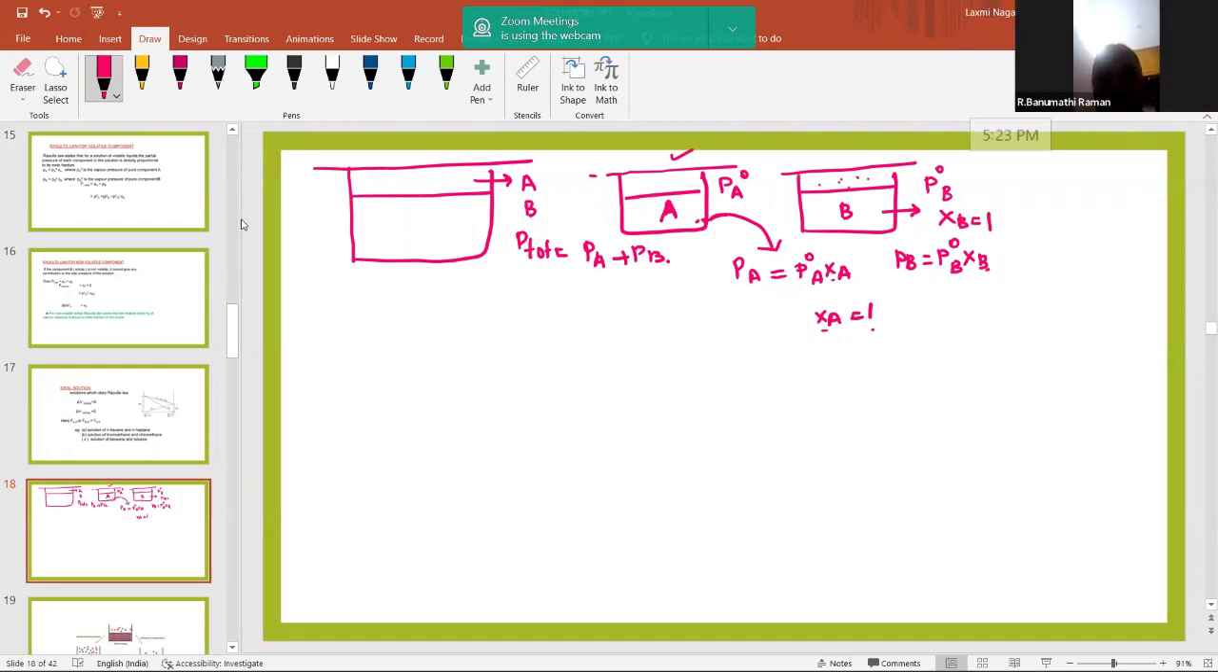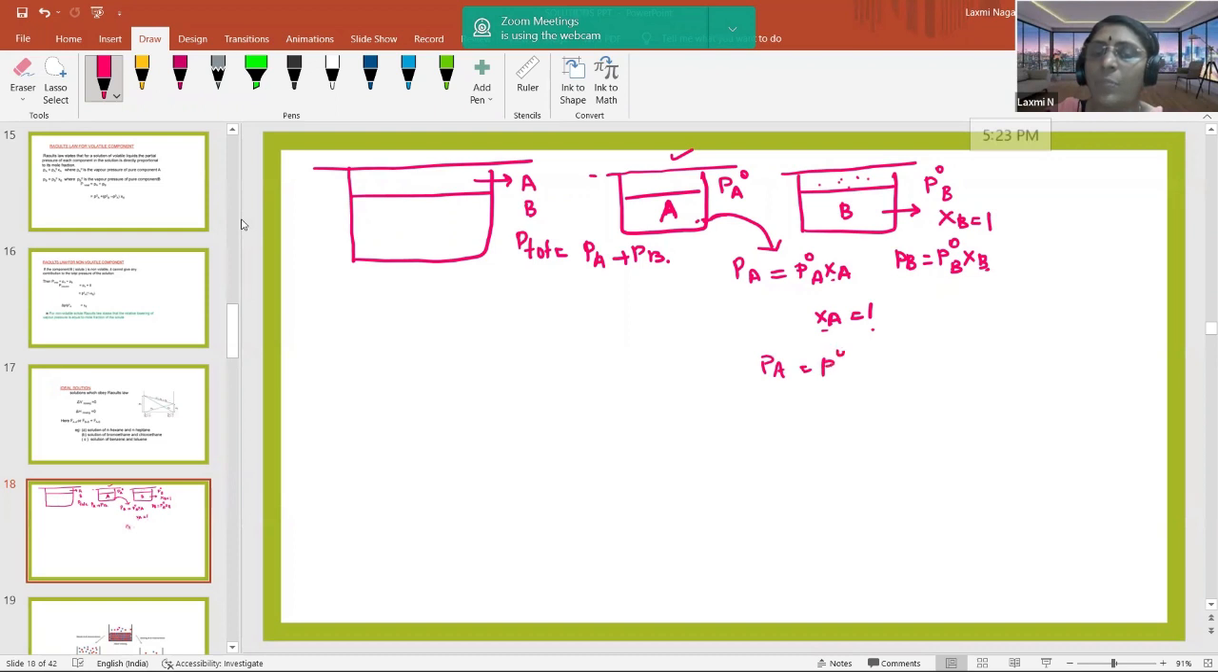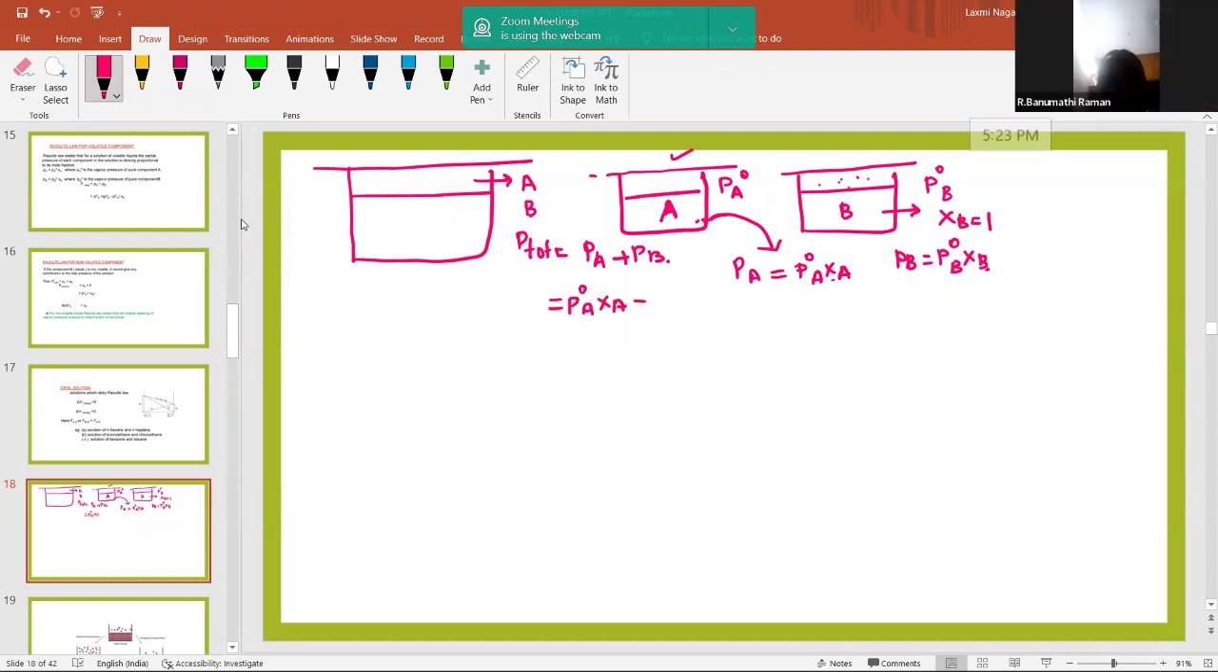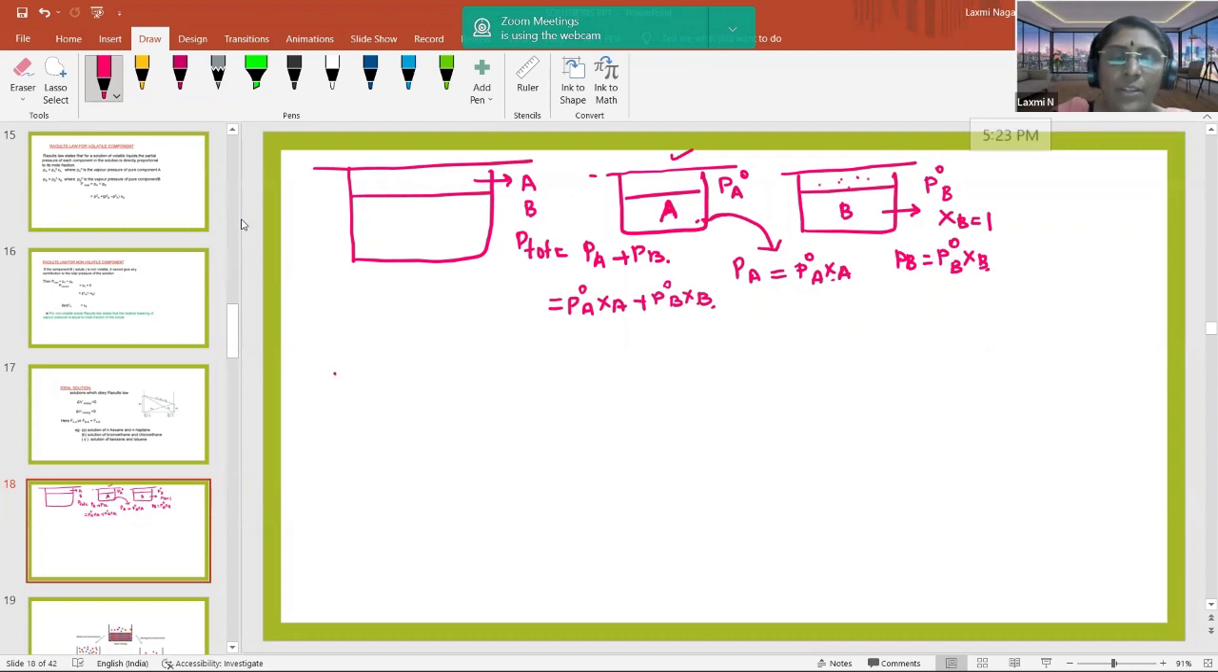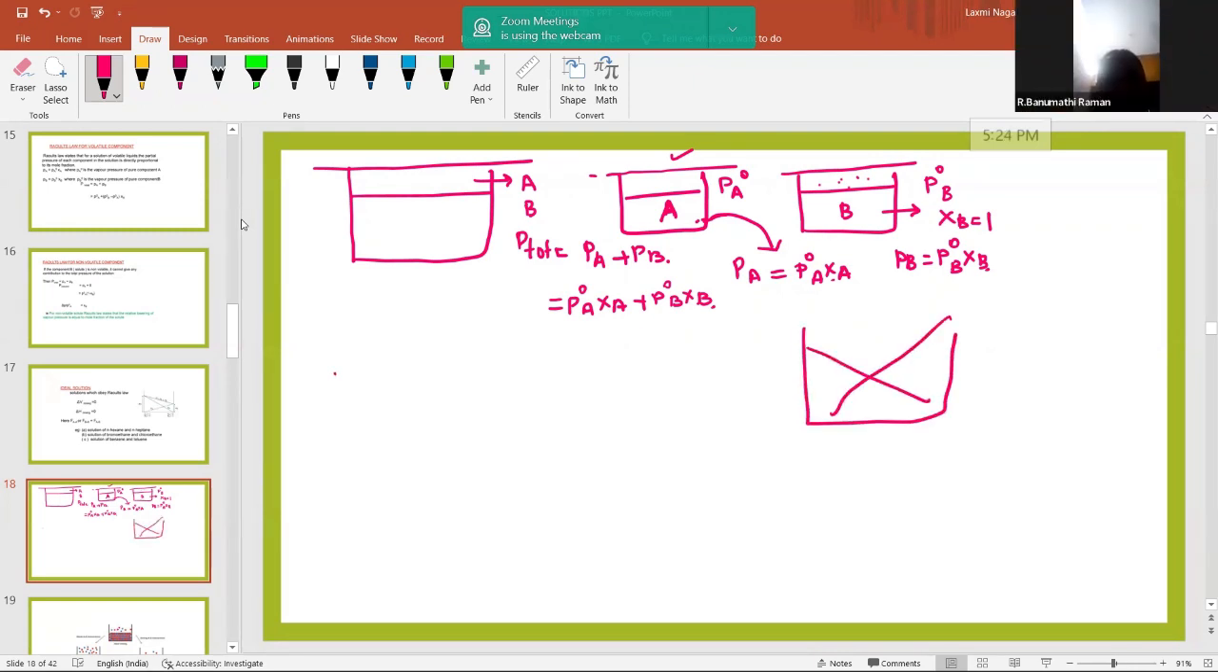Similarly, in this container, what is chi B? 1. So if chi A is 1, that means PA is equal to P naught A. Similarly, PB is equal to P naught B. Okay, so let us leave these expressions behind, because our botheration is the mixture. So what is PA? PA is P naught A chi A, and PB is P naught B chi B. Okay, so normally I don't introduce the whole graph like this. I do it part by part.